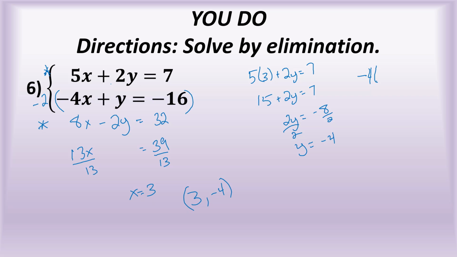Negative 4 times 3 plus negative 4 equals negative 16. Negative 4 times 3 is negative 12 minus 4 equals negative 16. That is, in fact, negative 16 on both sides, so our solution checks out.